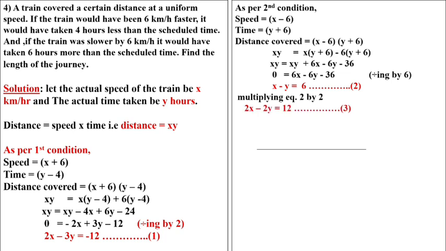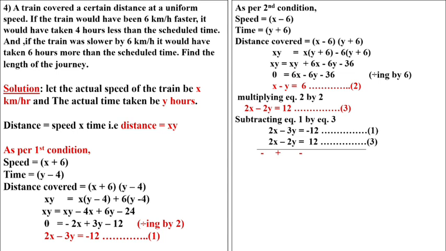What we get? 2x minus 2y equal to 12. That is our equation number 3. Now children, subtracting the equations 1 and 3, we get 2x will cut. From 3 minus 2 we get minus y equal to 12 minus 24. Minus minus cut, y equal to 24.